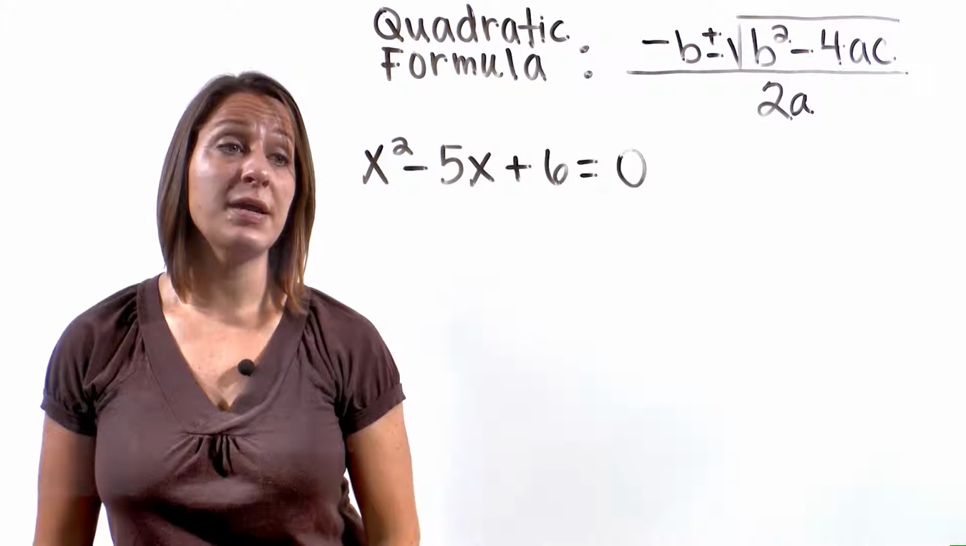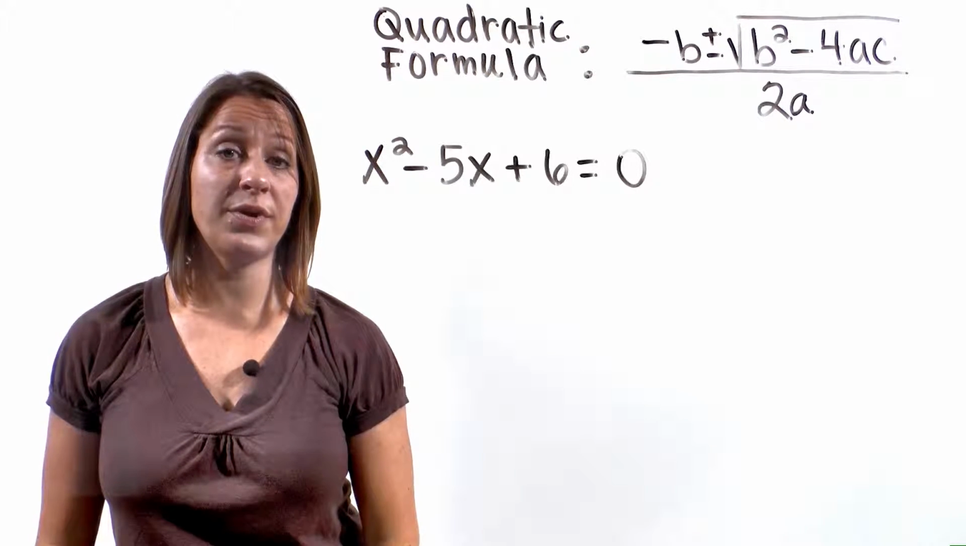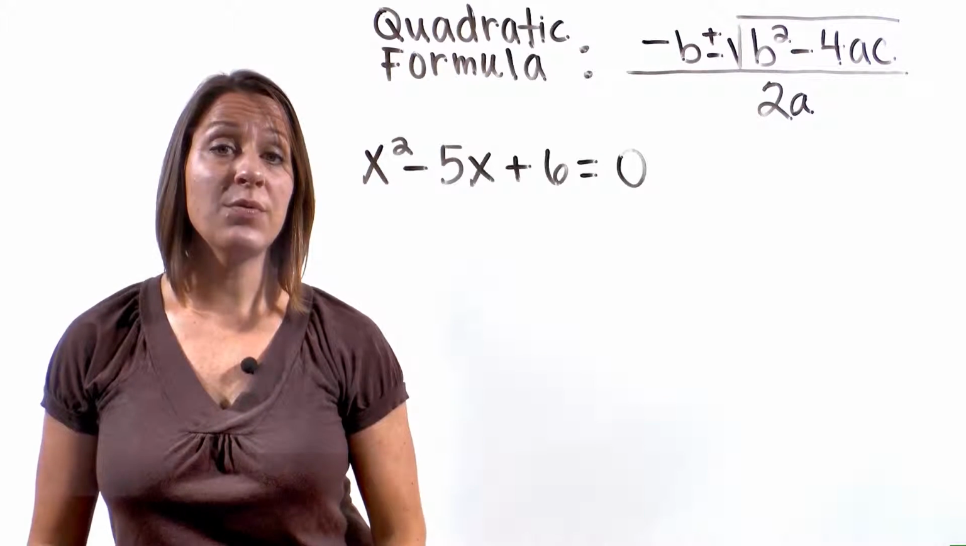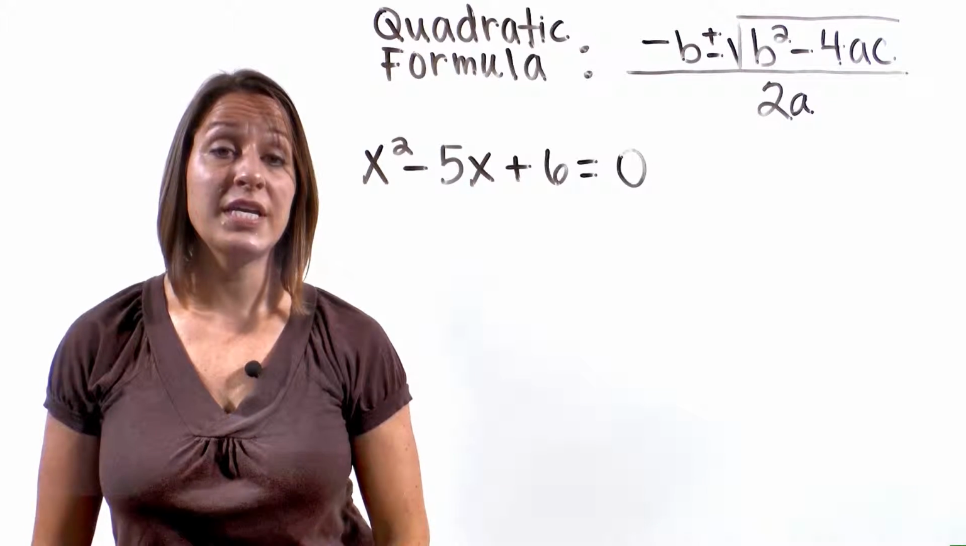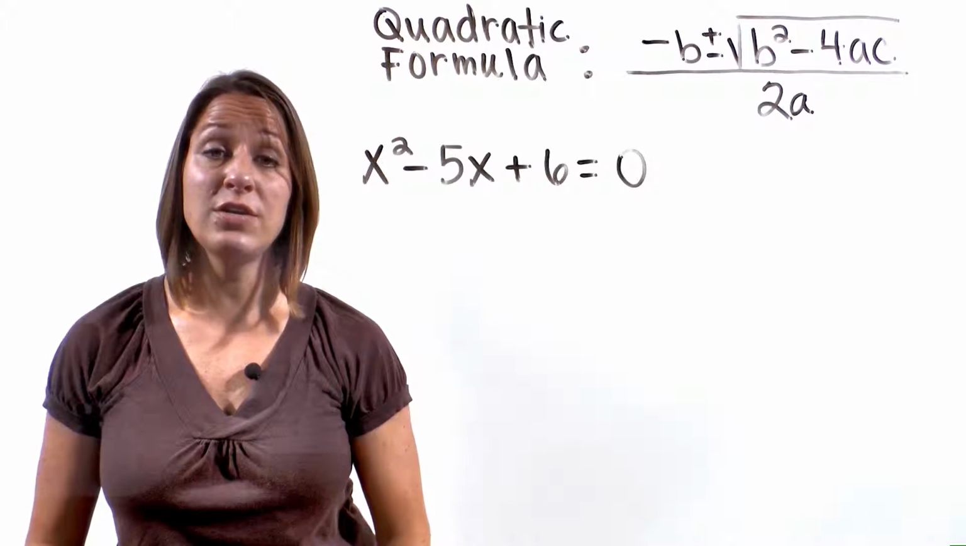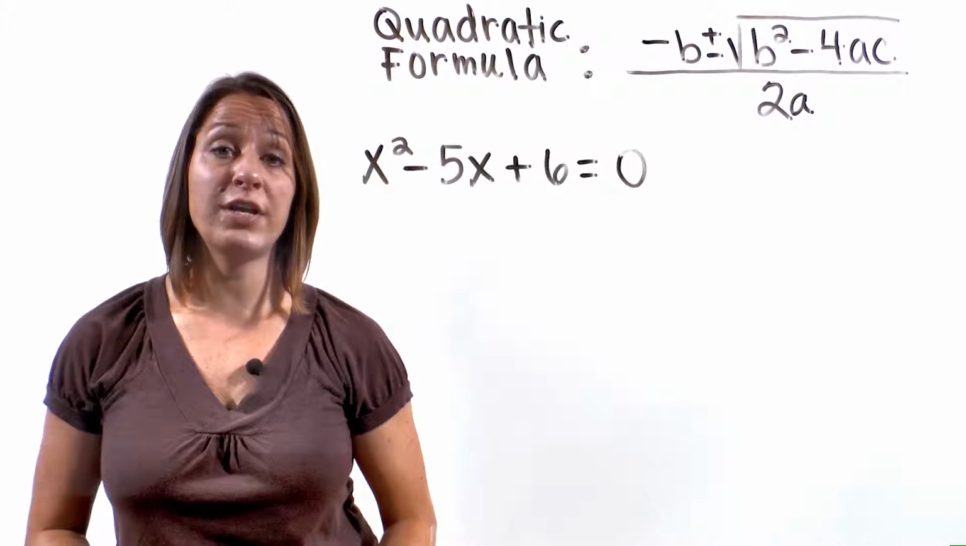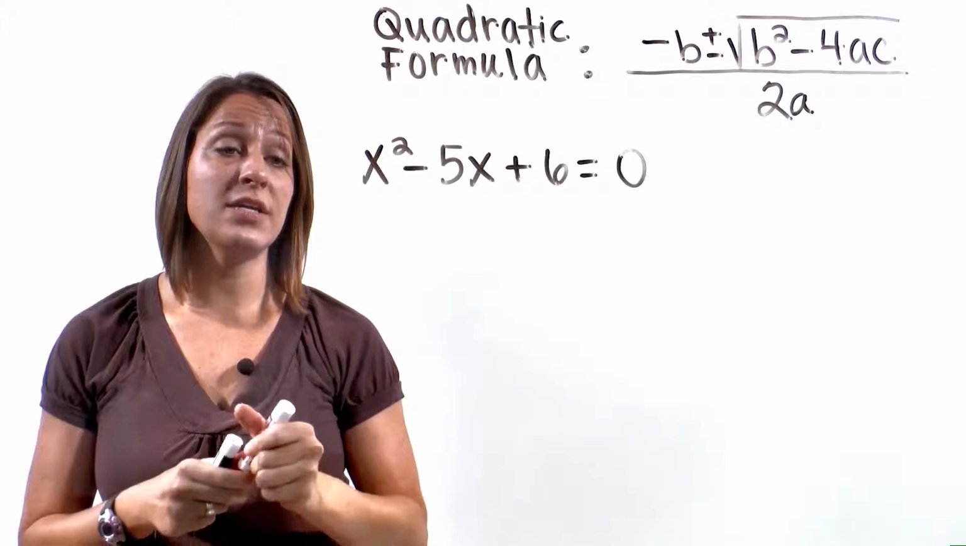x squared minus 5x plus 6 equals 0. Now, when you're asked to use the quadratic formula, it's usually because it's the last resort. You can't factor it, you can't use the square root property, and so you're going to have to use the quadratic formula. So let's take a look at this.